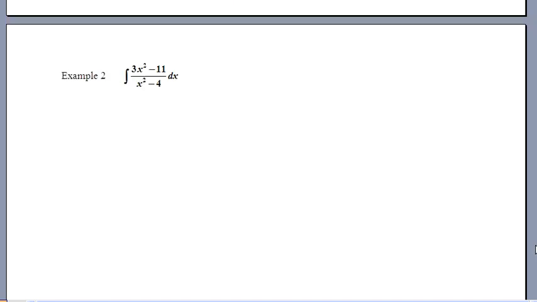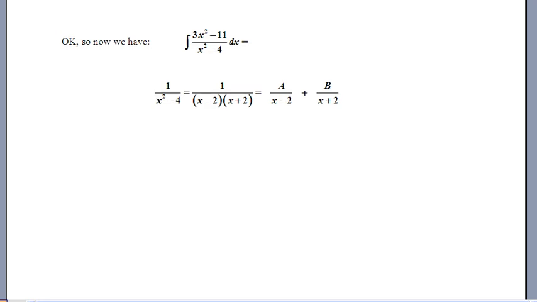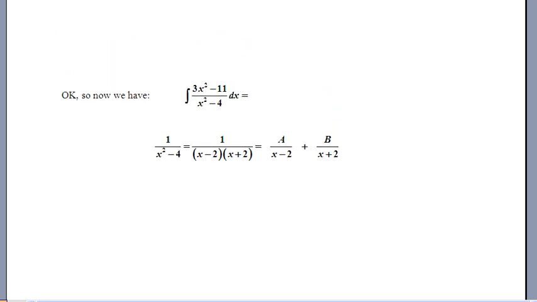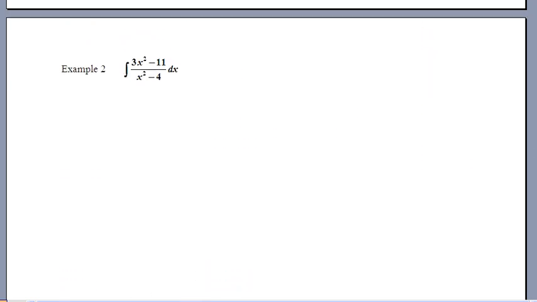Okay, last couple of pages. Let's just take a look at some situations where you have to put a little bit of extra work in order to get these things to go. For this example 2, we've got 3x squared minus 11, and it's sitting on top of an x squared minus 4. Minor problem with that, this is not a proper fraction. It doesn't have the degree of the top less than the bottom. So we're going to have to fix it first.